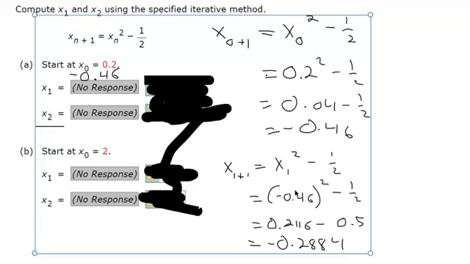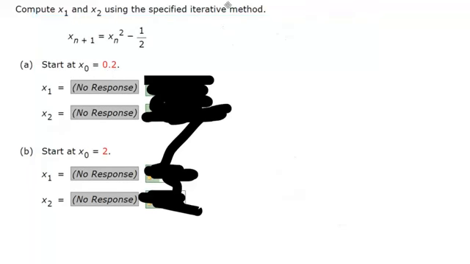Part B asks us to use a different starting place, so we got to go back to the drawing board. And so to find x sub 1, we're plugging in x sub 0. We're plugging in 2. And if you simplify that, 2 squared is 4. 4 minus 1/2 gives us 3.5.